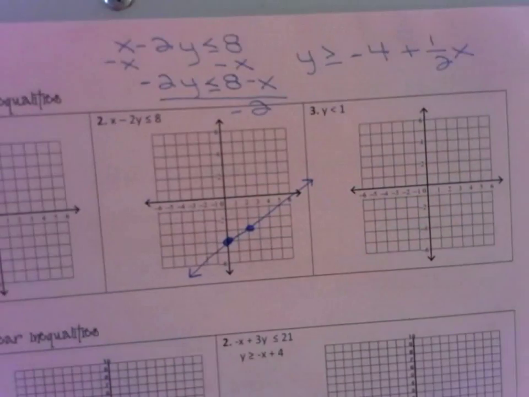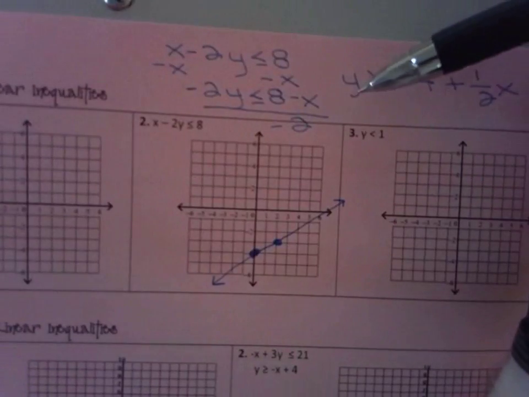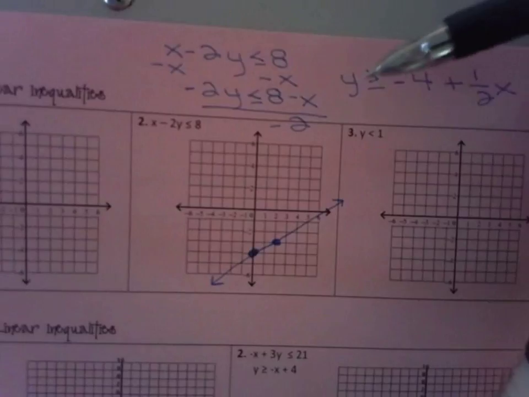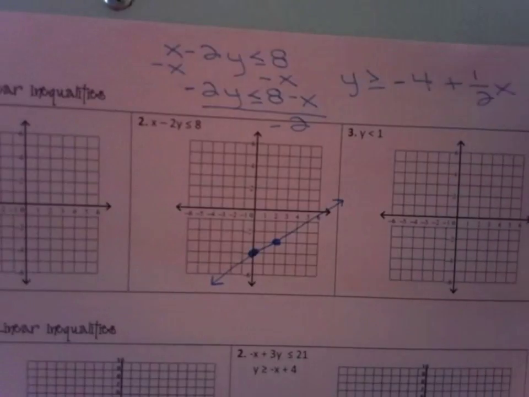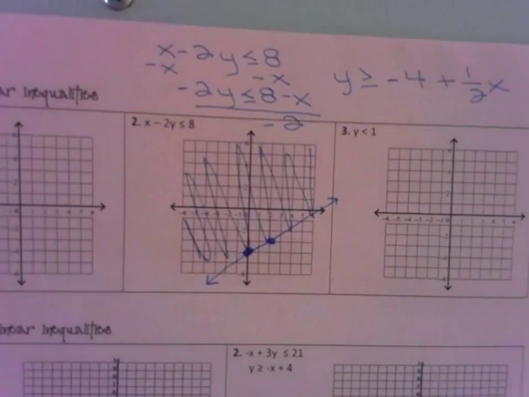Doesn't have to be a perfectly straight line. Now, do I shade above the line or below the line? Above. Y is greater than. So if y is greater than, you shade above it. If y is less than, you shade below it. So I shade above that, and that's your answer. Exactly like we did last week, except we have shading and dashed or full lines.